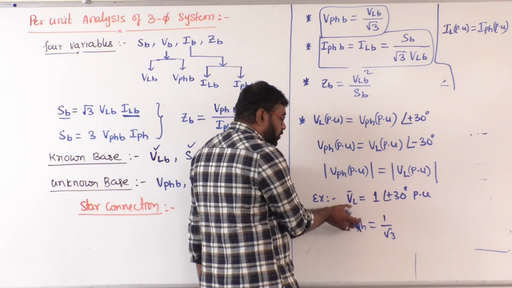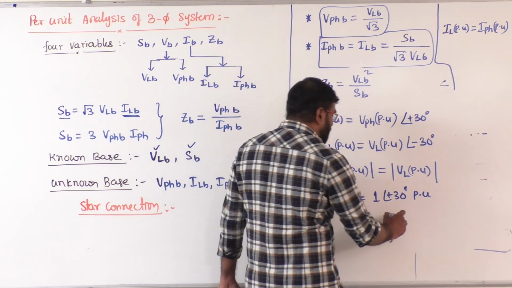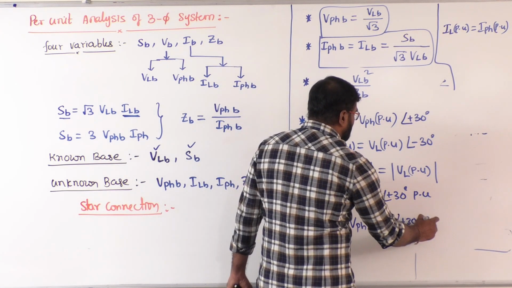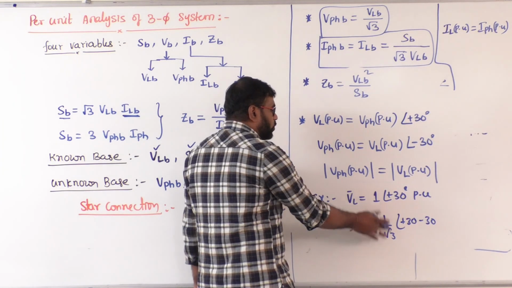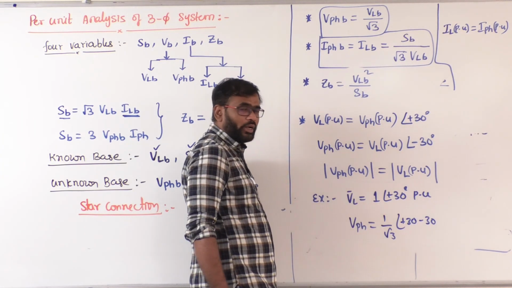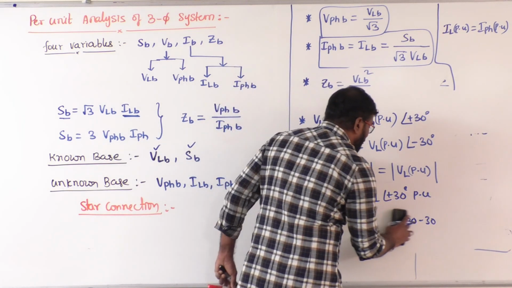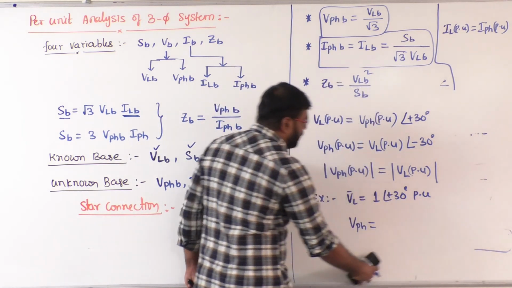And phase voltage lags the line voltage by 30 degrees. That means lagging, so minus 30 will come. Minus 30 plus 30 is 0. But 1 by root 3 they will write. But is this correct? No. It is a blunder, sir. Why? Because we are talking in per unit form. You should be very careful.